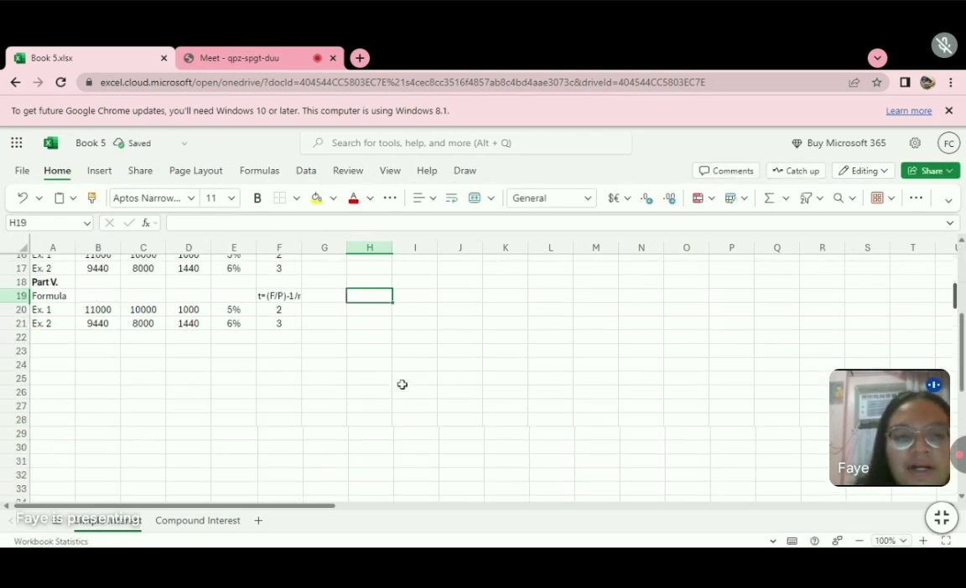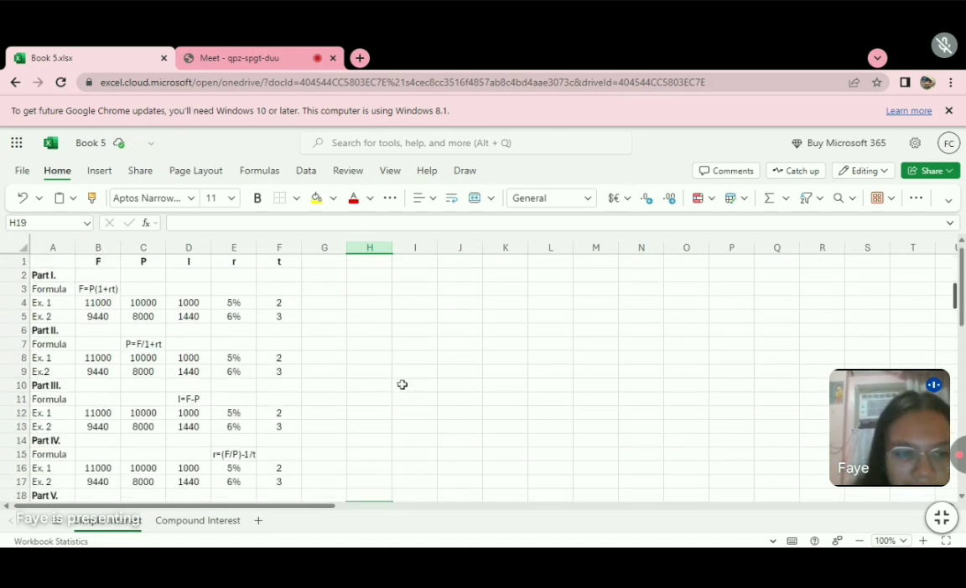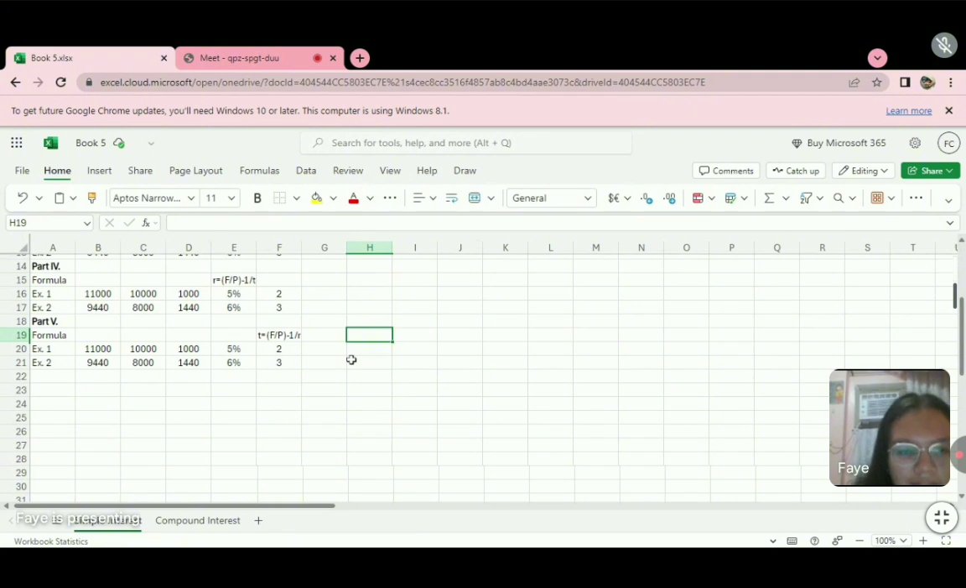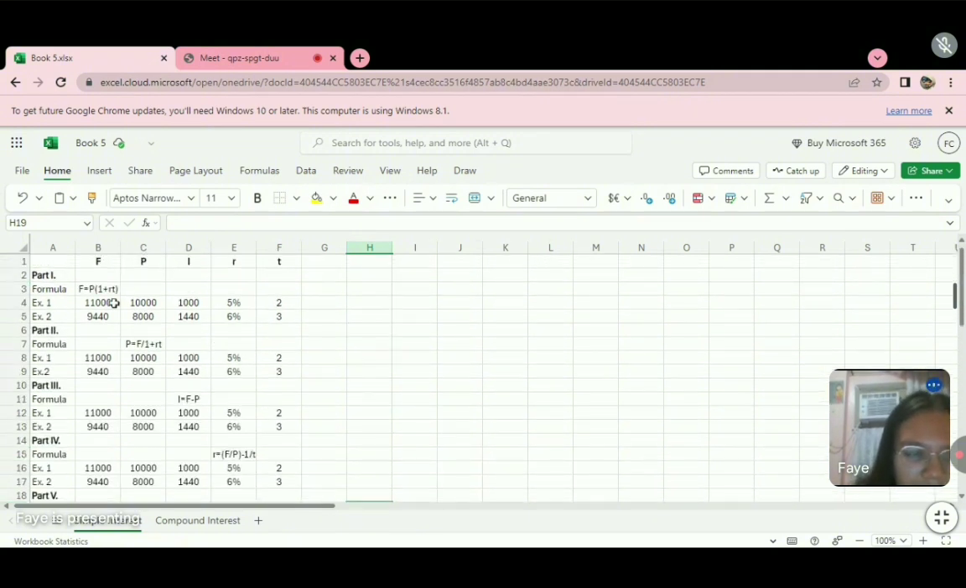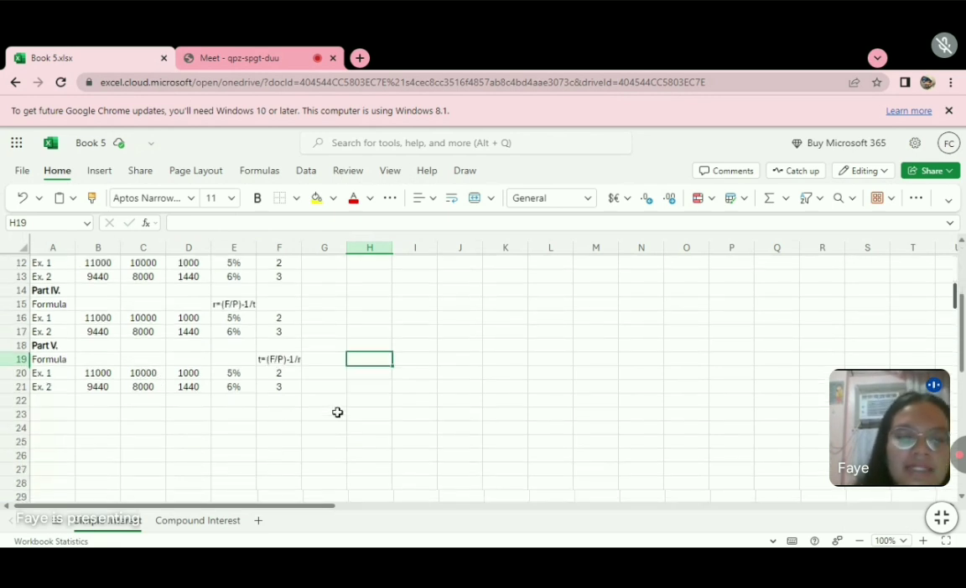So we have completed our table for simple interest. And changing these ones here will also change our future value. As you can see, parts 1, 2, 3, 4, and 5 all have the same value since we used the formula correctly.